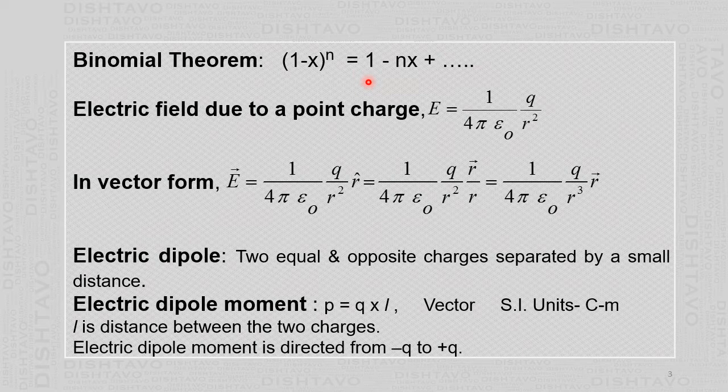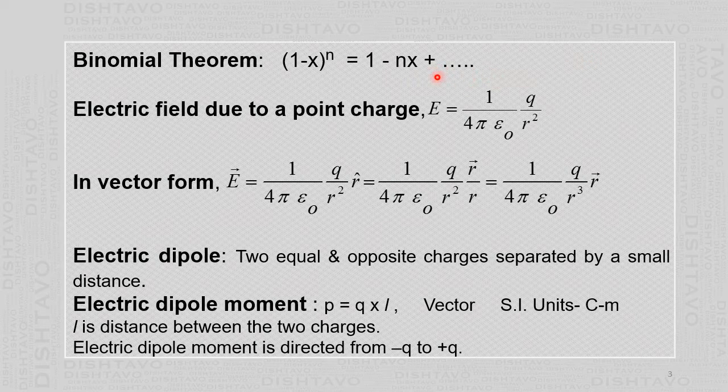The actual binomial theorem is (1 - x)^n equal to 1 - n/1! x^1 + n(n - 1)/2! x^2 - n(n - 1)(n - 2)/3! x^3 plus up to the infinite term. So here you will find that the signs alternate: plus, minus, and so on.